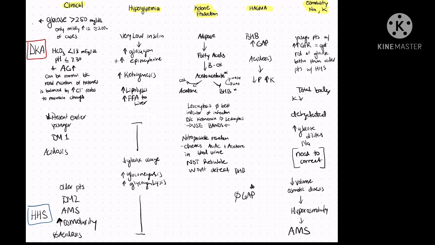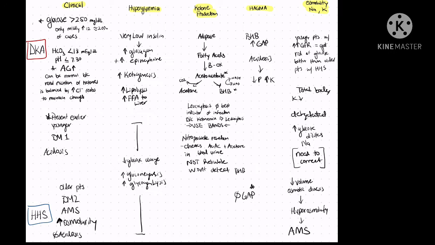So DKA is more common in type 1 diabetics. They're younger patients. HHS is more common in older patients with type 2 diabetes. So when I think of DKA, I think of no insulin. When I think of HHS, I think of maybe a little bit of insulin, but it's not doing its job. There's insulin resistance, but it's there. In type 2 diabetes, when you have insulin resistance, the pancreas bumps up the insulin production, but later in the disease, you get no insulin.